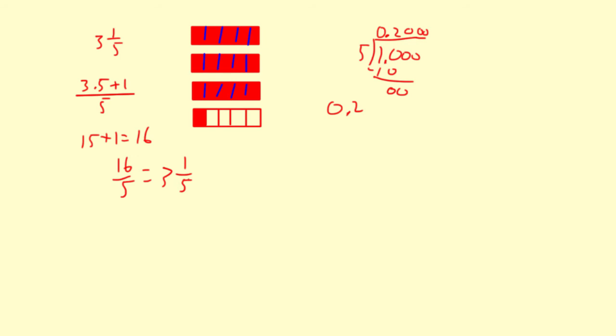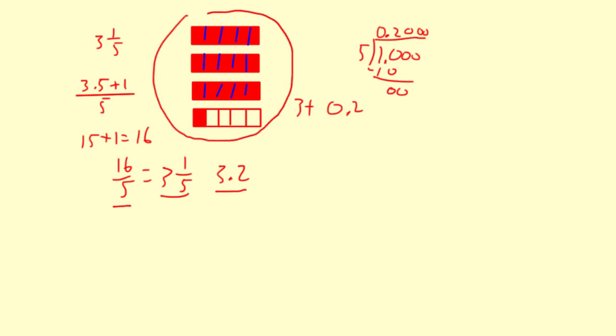So to make 3 1/5 into a decimal, you would do 3 plus 0.2, which is 3.2. Okay, so that means 3 1/5 is the same as 16/5, is the same as 3.2, and is also the same as this visual model right here. That's the big picture for this lesson.